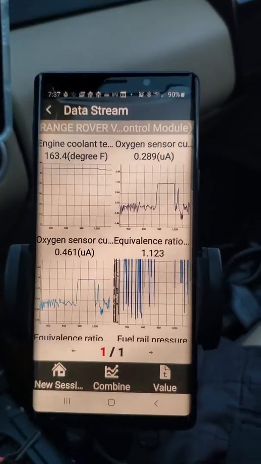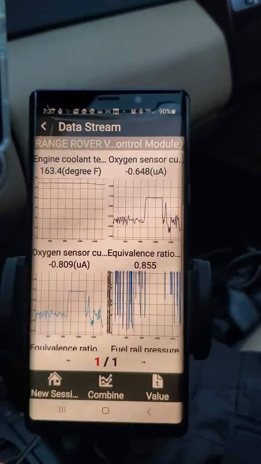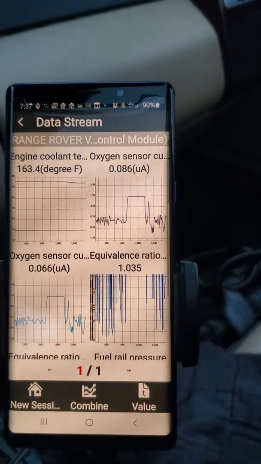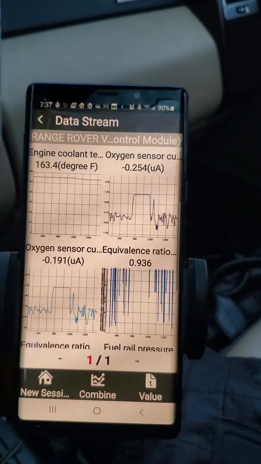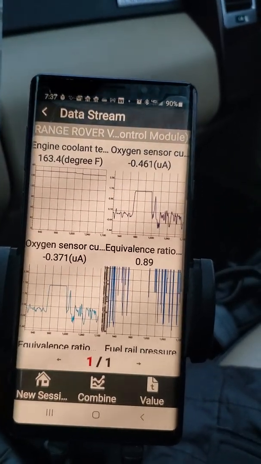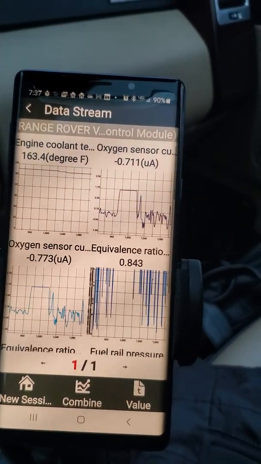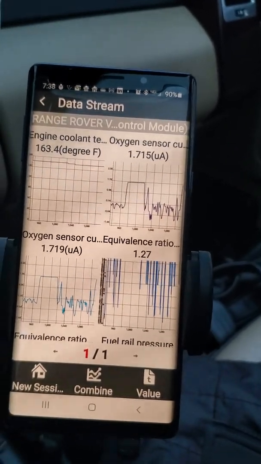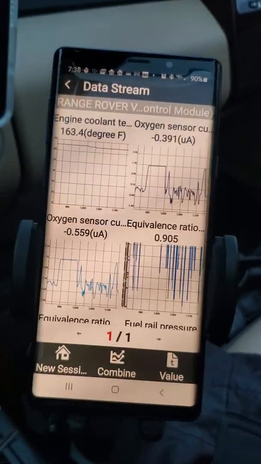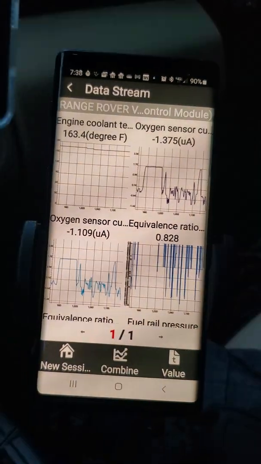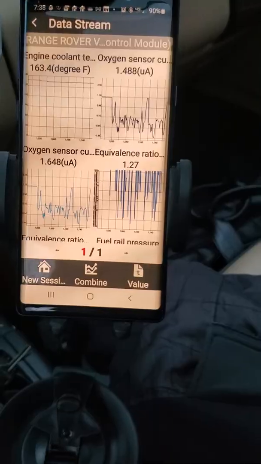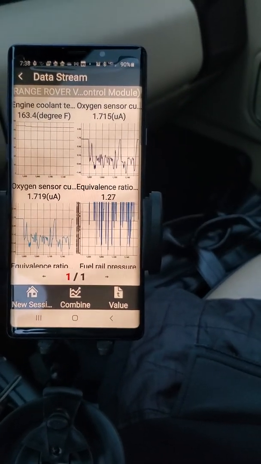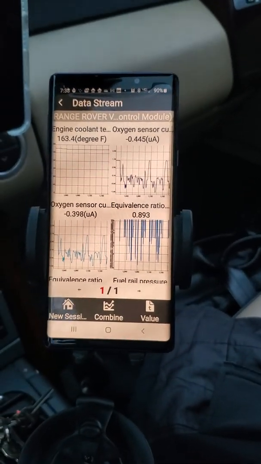Again, engine coolant on the top left, O2 sensor 1, bank 1, sensor 1 on the top right, bank 2, sensor 2, oxygen sensor bottom left. Equivalence ratio, I think, is also known as lambda, which now is above 1, but does go down to 0.887 or so.